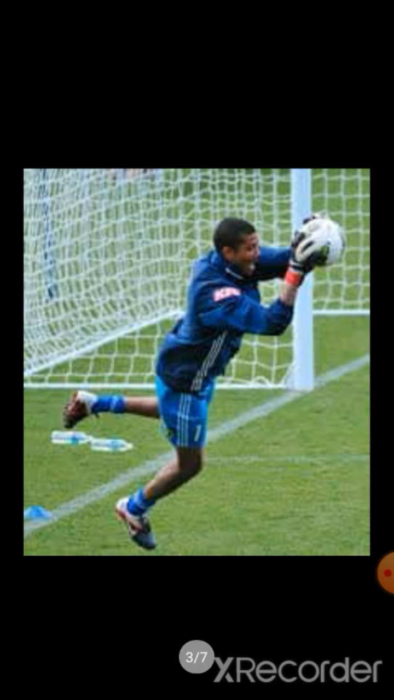Now, in this image, you can find the goalkeeper trying to stop the ball. He is exerting a force on the moving ball to stop it. So, a force can even stop a moving object.